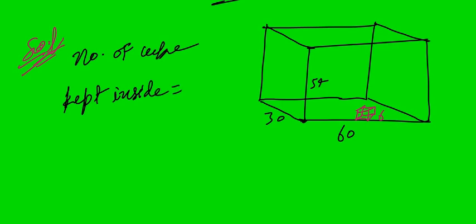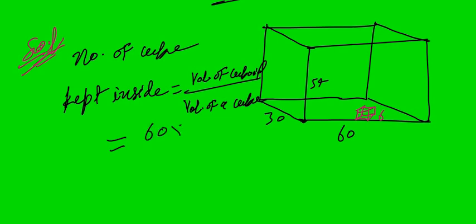Number of cubes kept inside is equal to, simply you have to write, volume of cuboid divided by volume of a cube. Because the cube is small, simply you have to divide the large volume by the small volume. So what will it come? 60 into 54 into 30 divided by 6 into 6 into 6. I think you all know volume of cuboid is length into breadth into height, and volume of cube is side into side into side. So it is very easy.